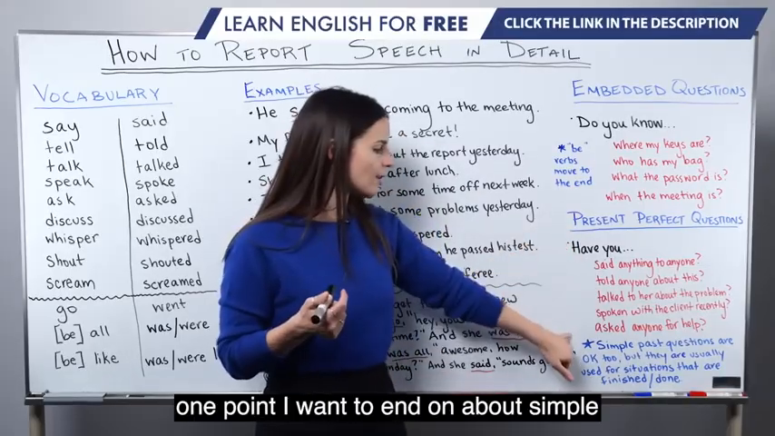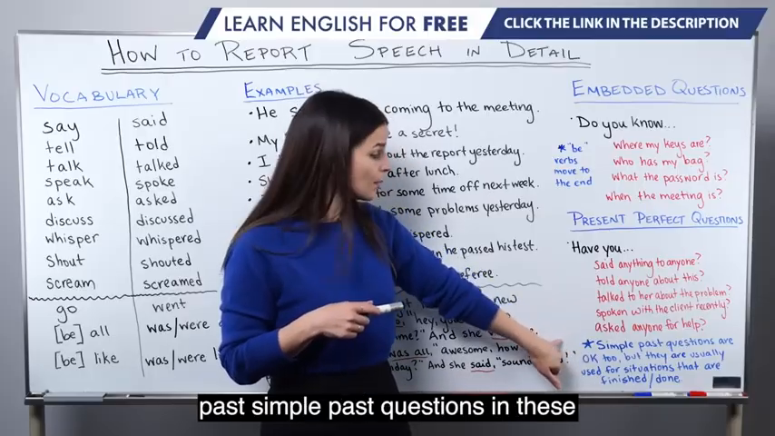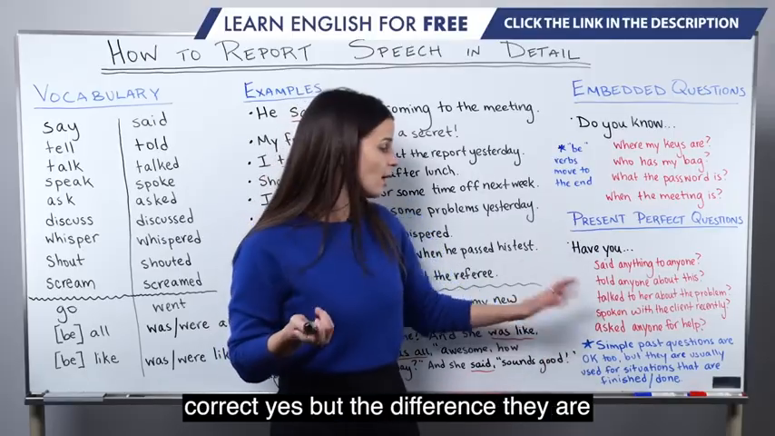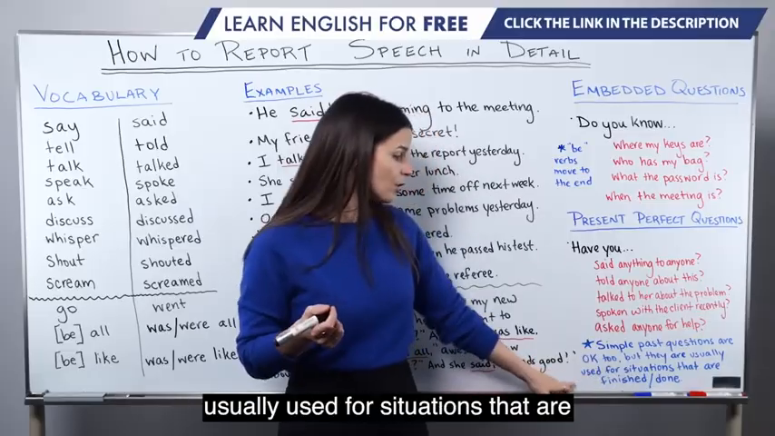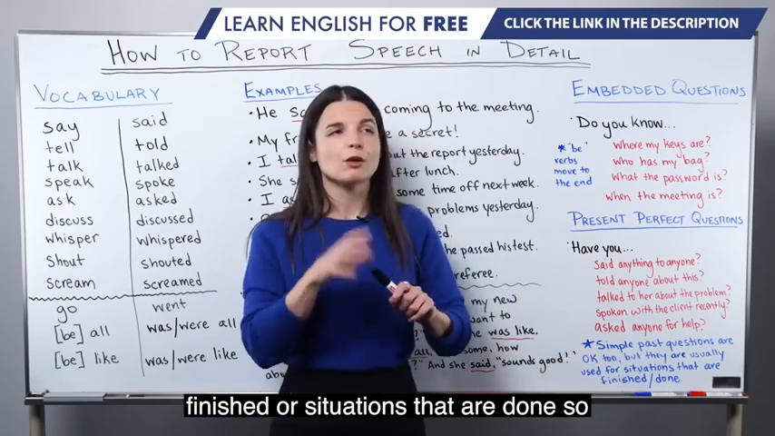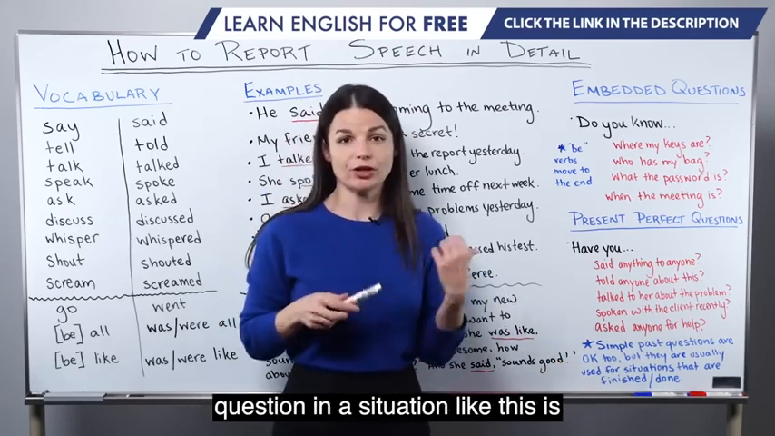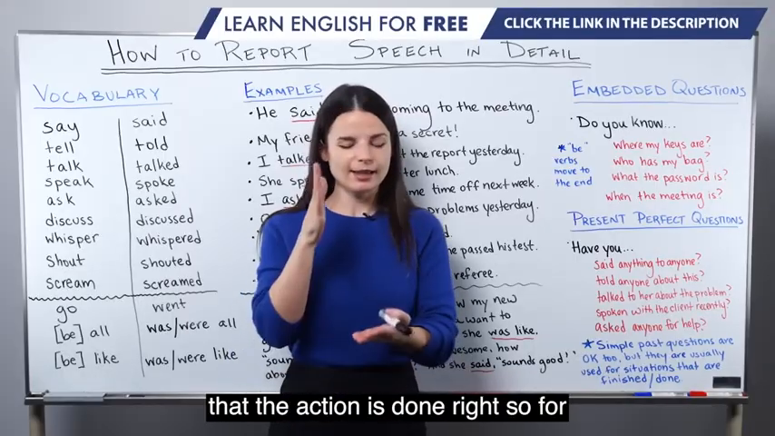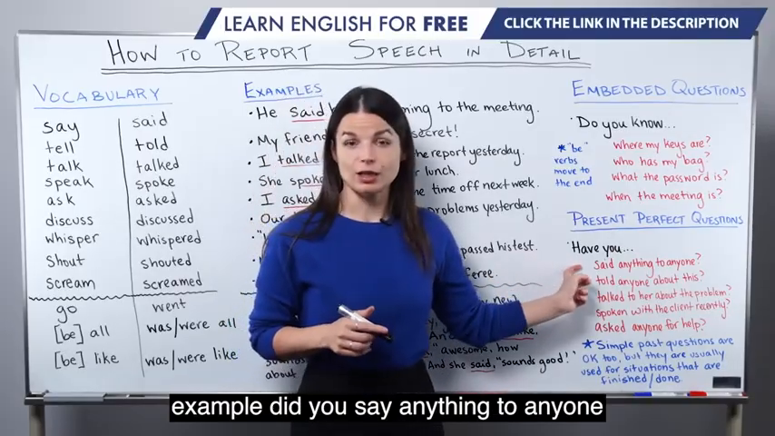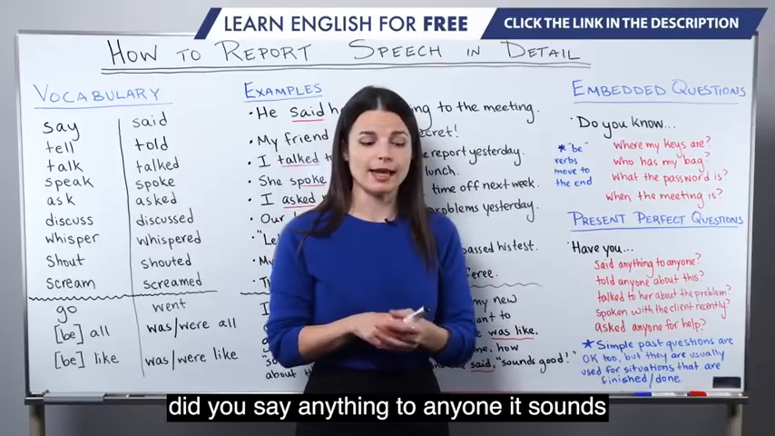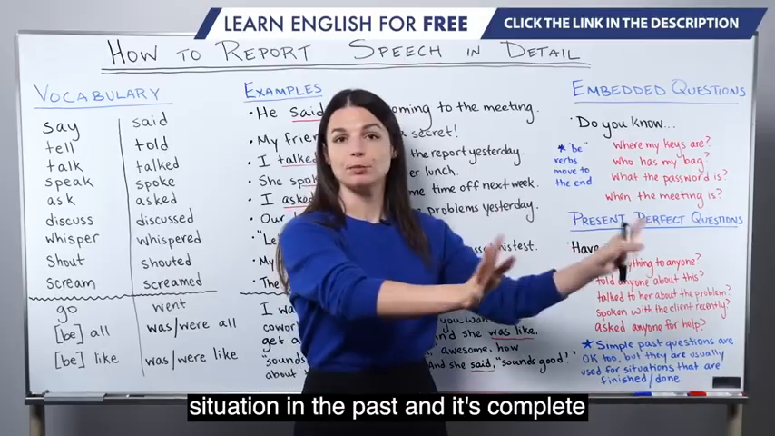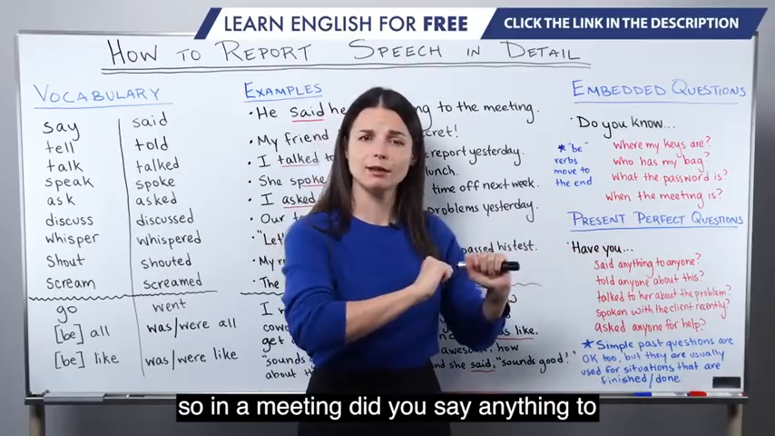One point I want to end on about simple past. Simple past questions in these cases are okay. They're grammatically correct, yes. But the difference is they are usually used for situations that are finished or done. So the feeling with a simple past tense question in a situation like this is that the action is done, right? So for example, did you say anything to anyone? It sounds like maybe you're talking about one situation in the past and it's complete. So in a meeting, did you say anything to anyone?